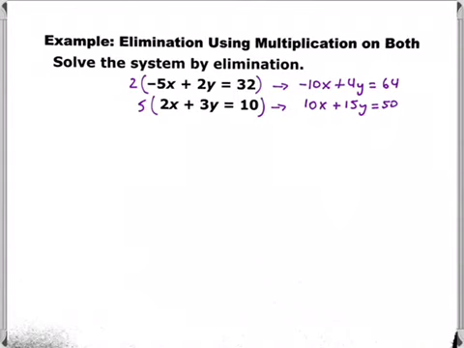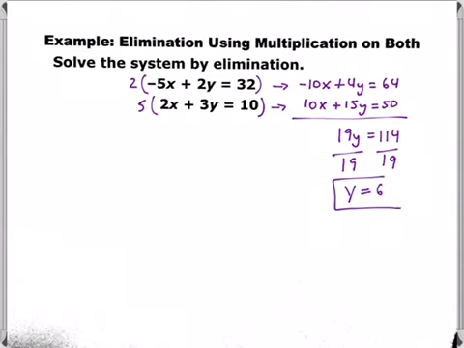And so now I'm going to eliminate straight down. So 10x, negative 10x is just 0. I've got 19y equals 114. Well, in this case, I'm going to divide both sides by 19. And I should get y to equal 6.